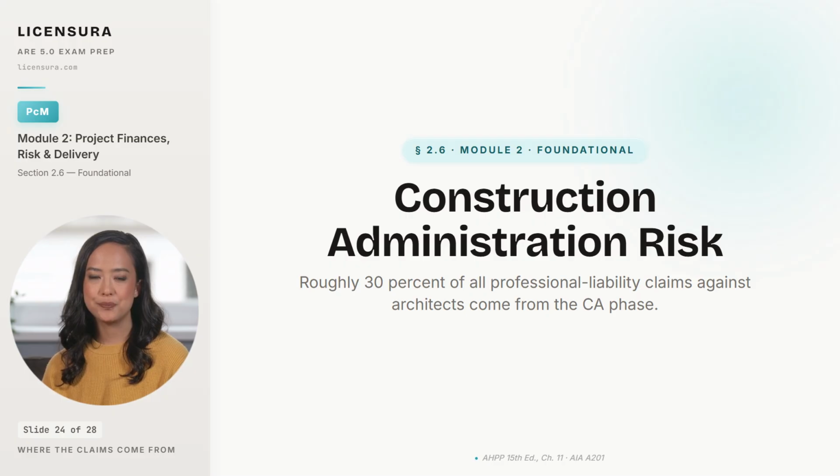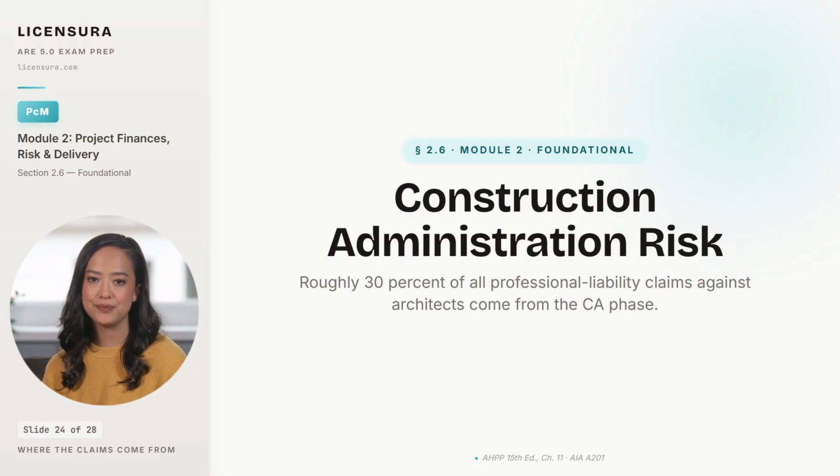Construction administration puts you in the middle of an active job site where every word said, every email sent, and every drawing initialed can become evidence in a later dispute. Use the wrong word. Inspect instead of observe. Approve instead of review. Supervise instead of administer. And you have stepped across a line that AIA A201 draws very carefully. That line is the difference between a covered claim and a claim that reaches your personal assets.